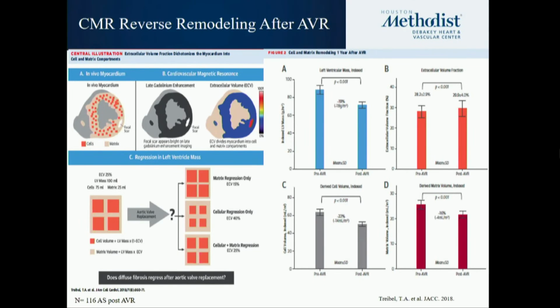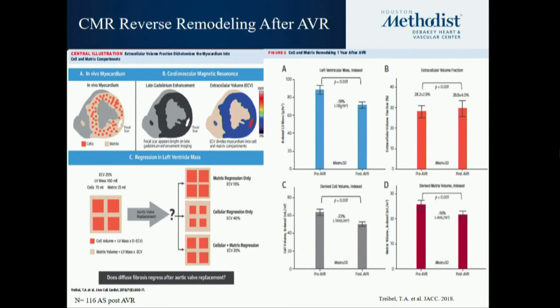And so we know from prior studies that ECV is prognostic, but we also know that there's reverse remodeling after AVR. This particular study, of about 116 patients with aortic stenosis post-AVR, looked at gadolinium enhancement with LGE, but also looked at ECV. And what they found was that post-AVR, there was a regression of LV mass index, but the ECV fraction did not decrease as they expected, with a paradoxical increase.